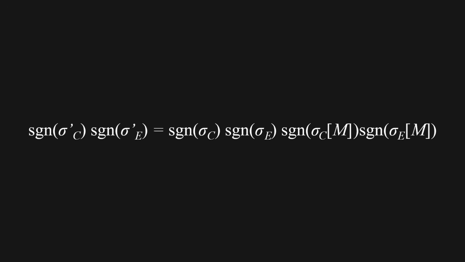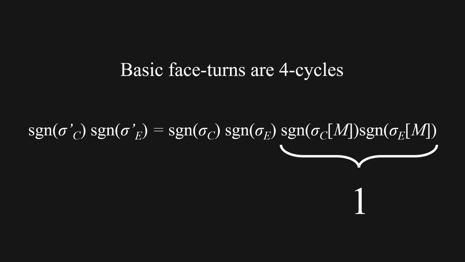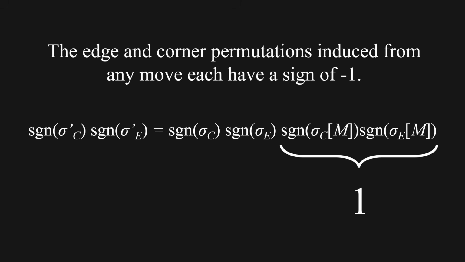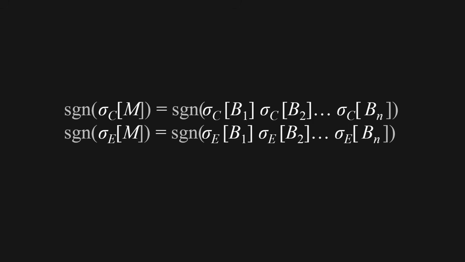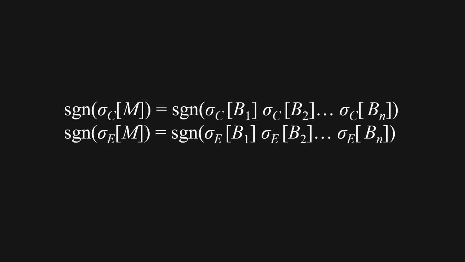If we can show that the signatures of the permutations induced by M multiply to 1, then we would be done. Similar to what we've established earlier about the right face turn, any basic move can be expressed as a 4 cycle for the corners and the edges. It follows that the corner and edge permutations have a signature of -1. If B1 through Bn is the sequence of basic moves which make up M, then we must have that the permutations induced by M are just the product of the permutations of each basic face turn. This of course means that the signature of both of these permutations is the product of signatures of the permutations induced by the basic face turns.